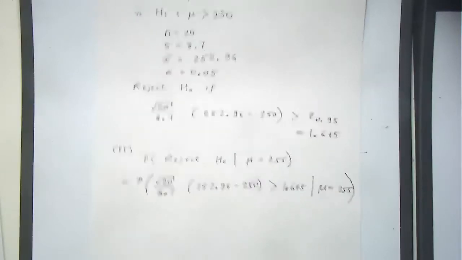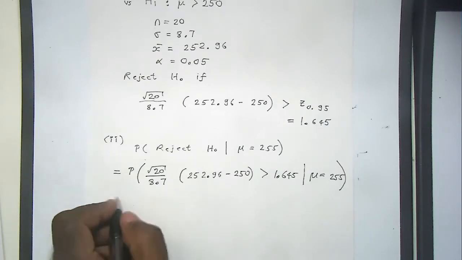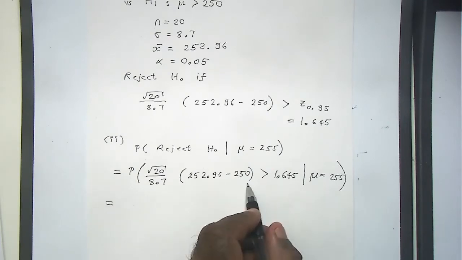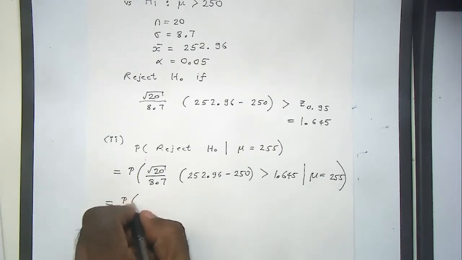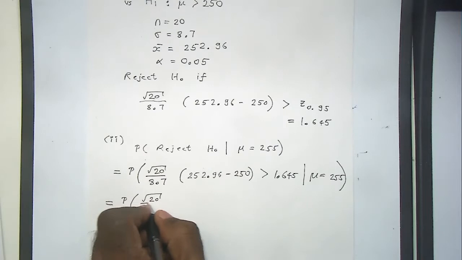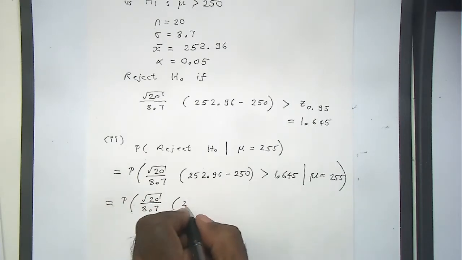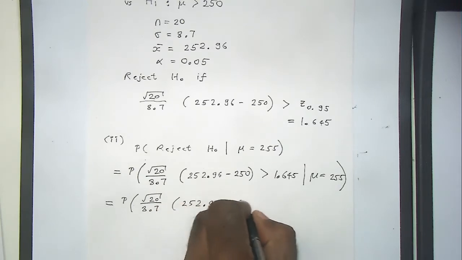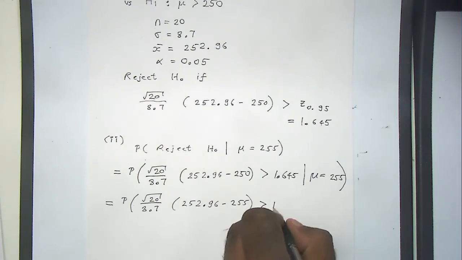Now to calculate this, you need to change this, because the true mean is now 255 and not 250. You need to change this to 255. So I'm going to subtract the 5. Because I subtracted a 5, I need to do the same thing on the right hand side.